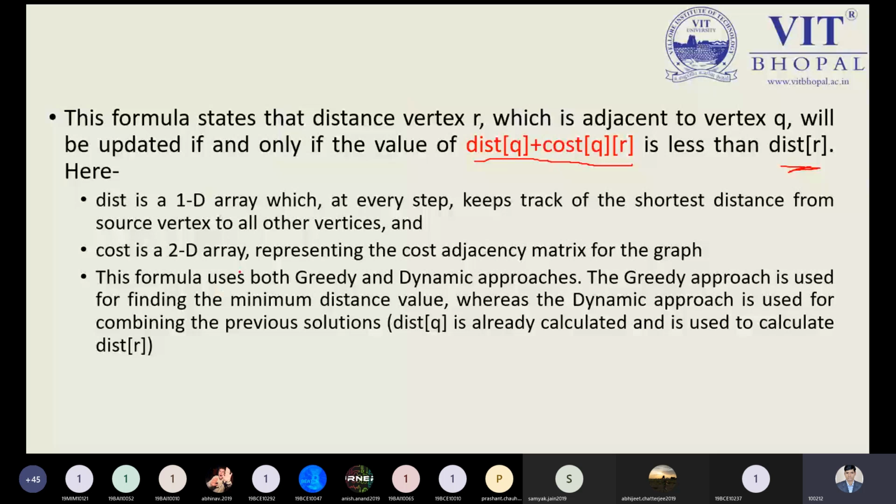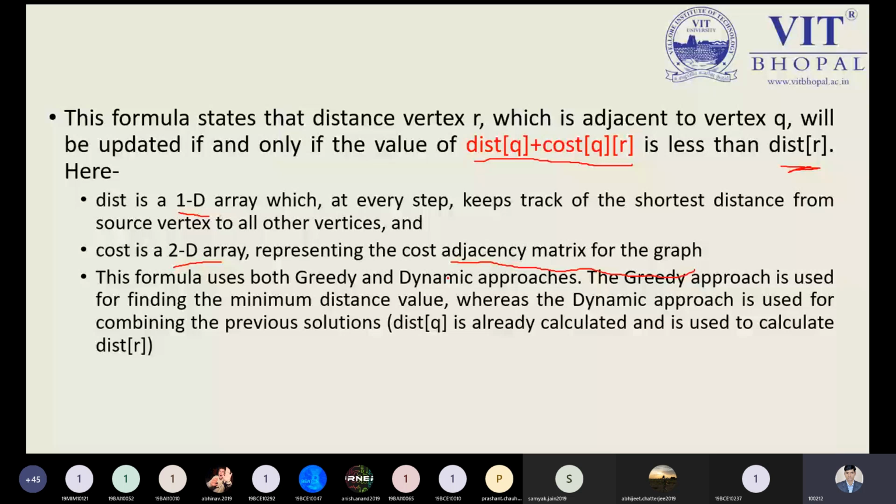And this part I've already explained. Distance is a 1D array. Why? Because at every step it keeps track of the shortest distance from the source vertex to all other vertices. And cost is a two-dimension array, as I spoke already, representing the cost adjacency matrix for the graph.